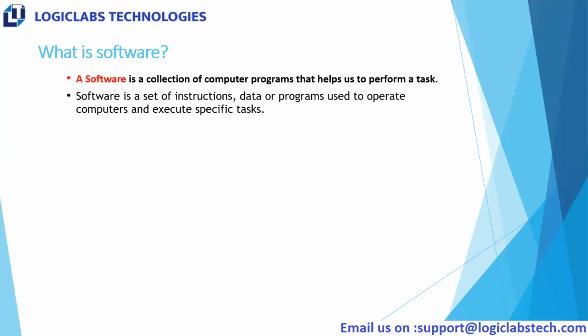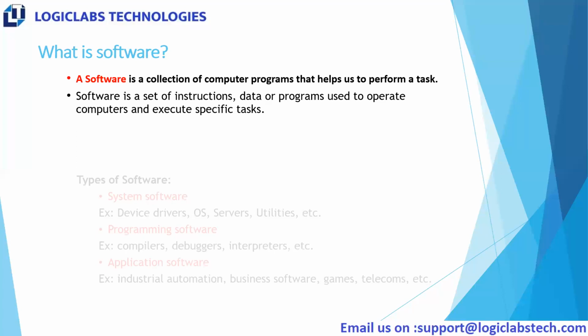So in general, what we call software is a collection of computer programs that help us to perform a task. In another form, we can say software is a set of instructions, data or programs used to operate a computer and execute a specific task. We are giving some instructions to the computer to perform certain tasks, or we are writing some programs to complete our task, right? That's nothing but software.